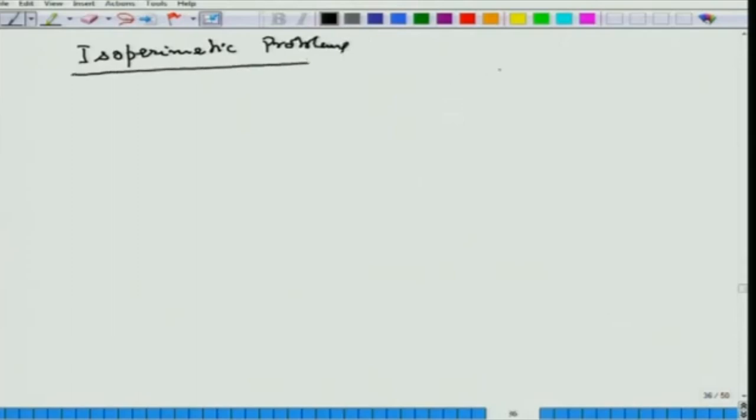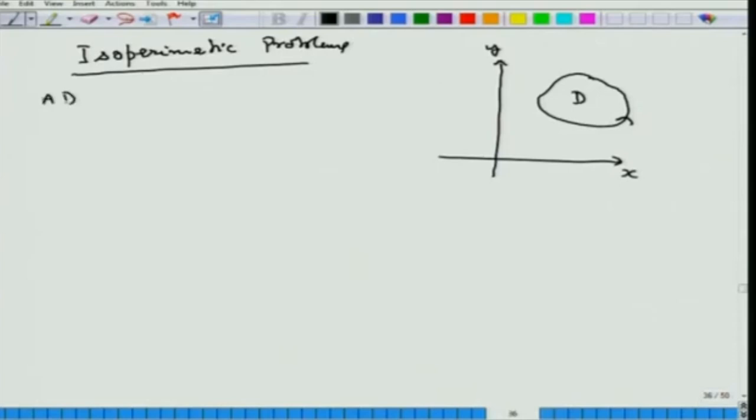So, here we have the following picture. In the xy plane, a certain curve C is given of fixed length and it is enclosing the area D here. So, we know that this area of D is this double integral dx dy.